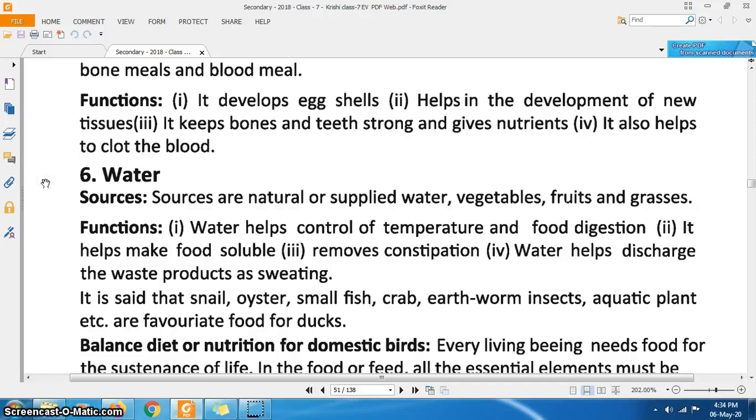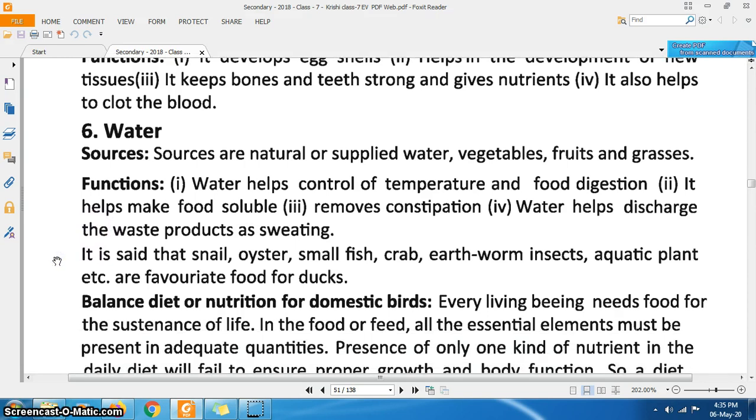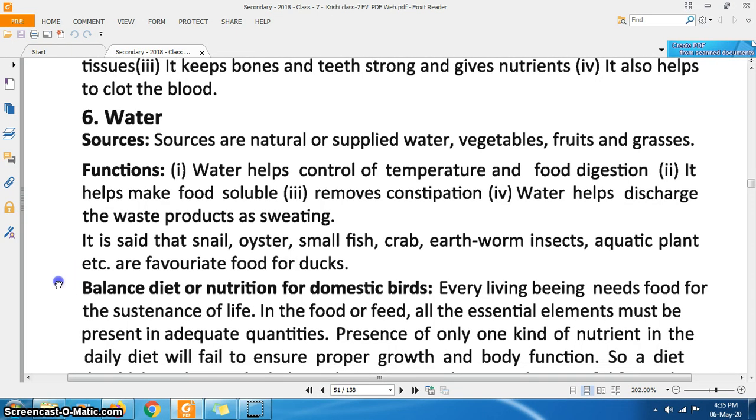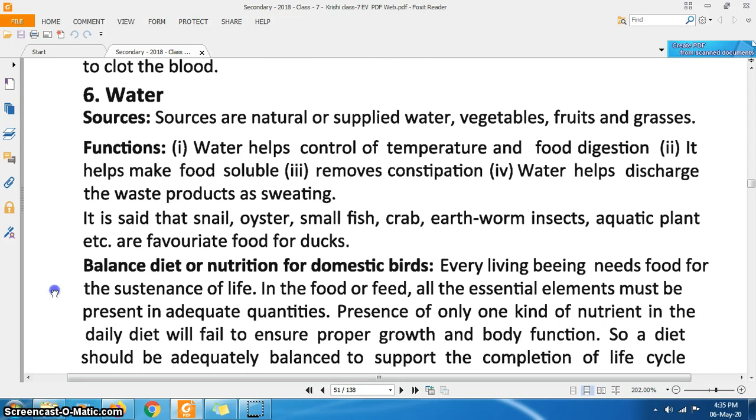Water. Sources. Sources are natural or supplied water, vegetables, fruits and grasses. Function. Water helps to control temperature and food digestion. It helps to make food soluble, removes constipation. Water helps discharge the waste product as sweat.